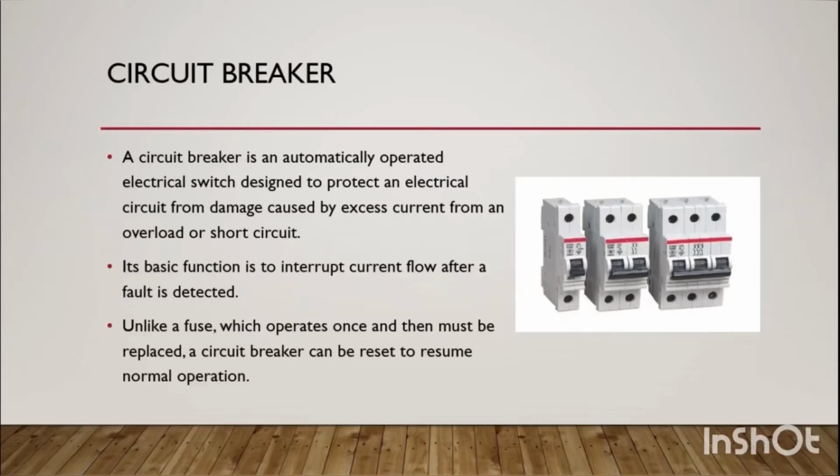A circuit breaker is an automatically operated electrical switch designed to protect an electrical circuit from damage caused by excess current from an overload or short circuit. Its function is to interrupt current flow after a fault is detected. Unlike a fuse, which operates once and then must be replaced, a circuit breaker can be reset to resume normal operation, and it can be used many times.